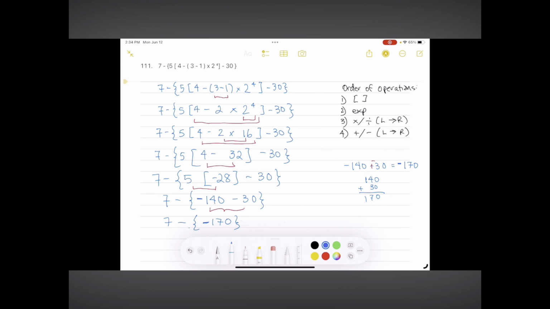Now we look at 7 minus a negative 170. And when you're subtracting integers, you add the opposite. So now we're working on 7 plus 170, which equals 177. And box your answer.